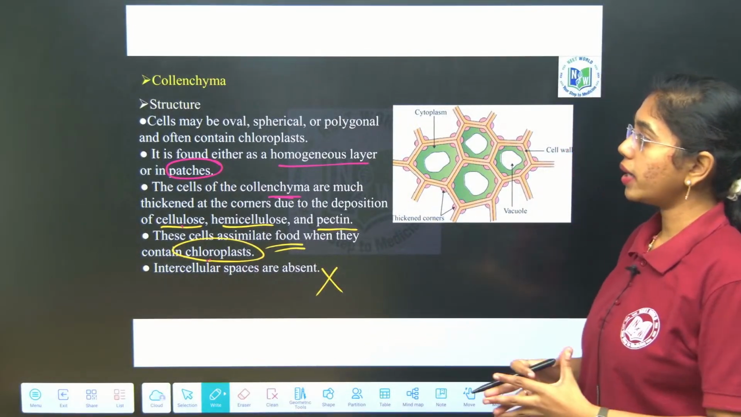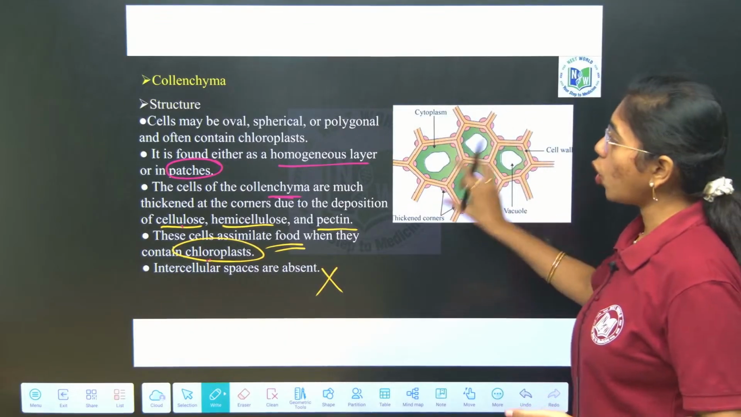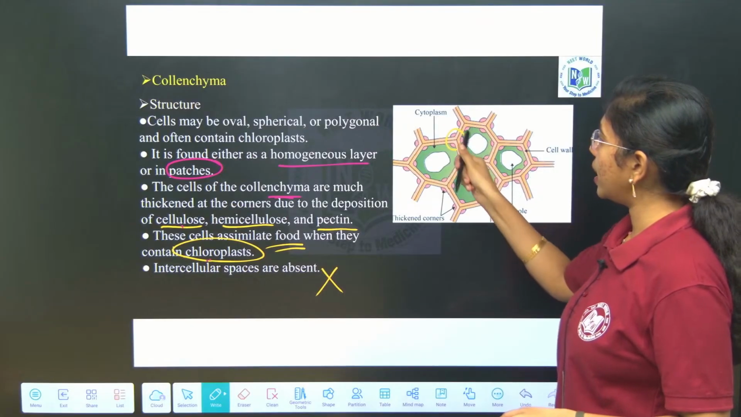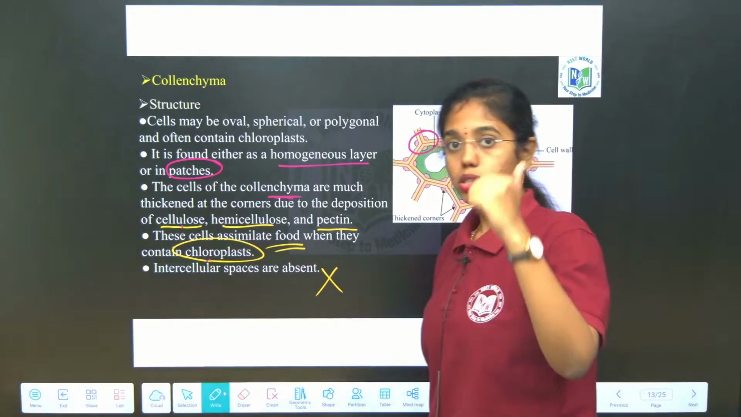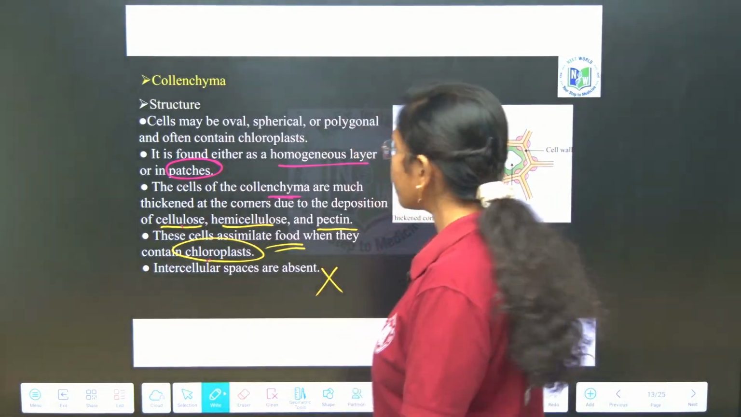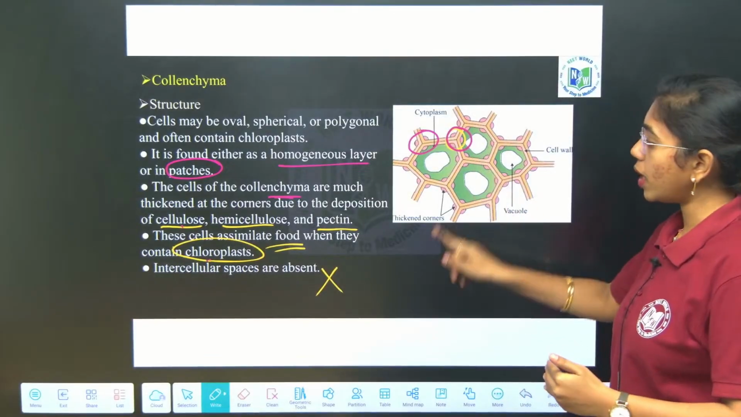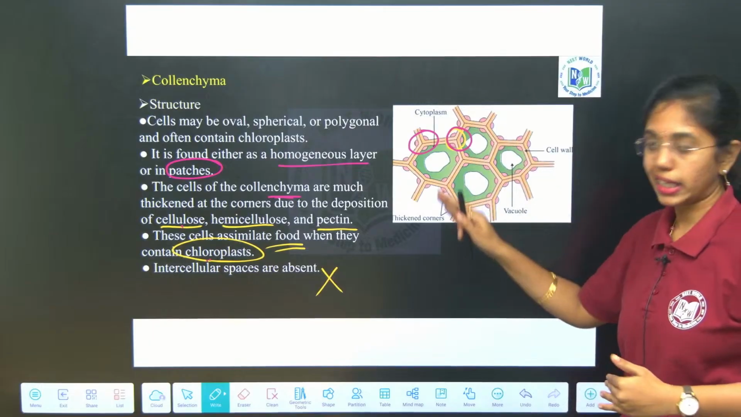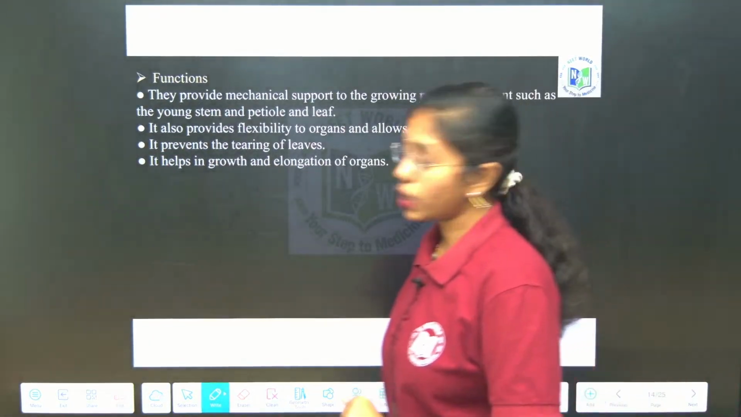Here you see collenchyma cells may be oval, spherical, polygonal. It is found as a homogeneous layer or present as patches. At corners you will see thickenings. These thickenings are due to depositions of cellulose, hemicellulose and pectin, and they assimilate food and contain chloroplast. Intercellular spaces are totally absent. This is the structural description of collenchyma, and we have revised it in comparison with parenchyma as well.